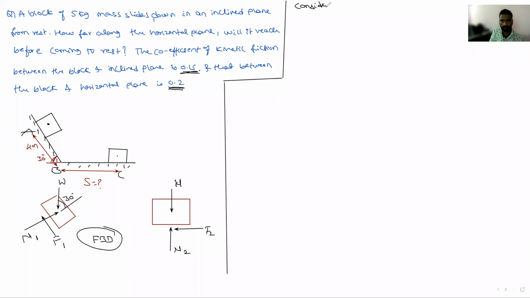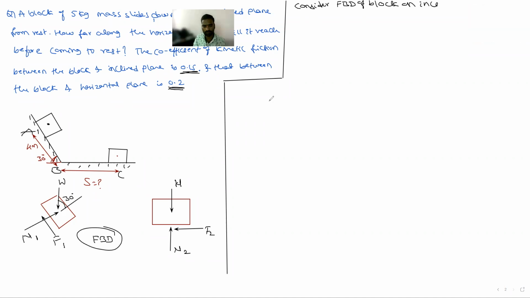Consider the FBD of the block on the inclined plane at point A.